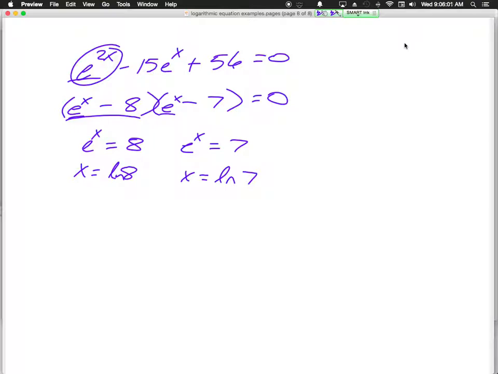And we can punch those in if we want. So natural log of 8 and natural log of 7. This one is 2.079, and this one is 1.945. Those will be my 2 solutions. Okay, so keep an eye out whenever you're doing that type of problem that wants you to factor it and then solve it. All right, very good.